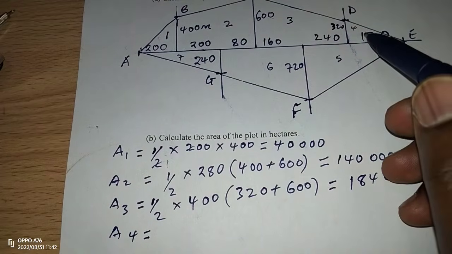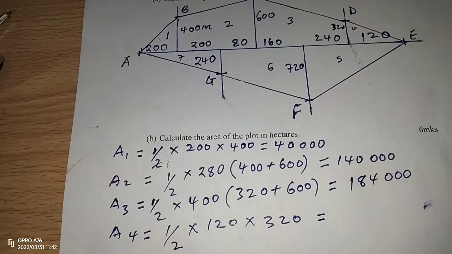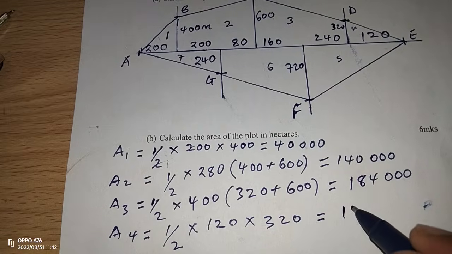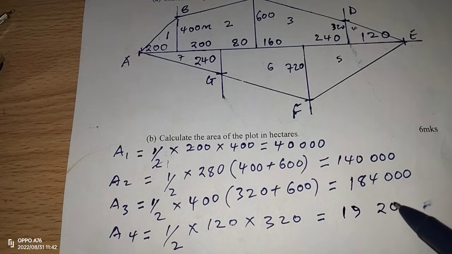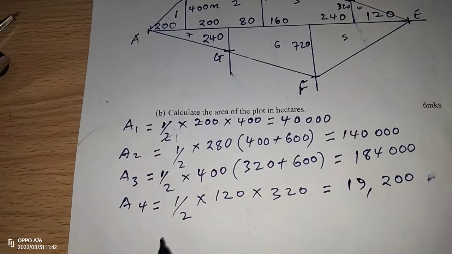The fourth area, area 4. Area 4 is triangular. Therefore, half times base 120 multiplied by height 320. This is going to give us half by 120, so 60 by 320 will be 19,200.